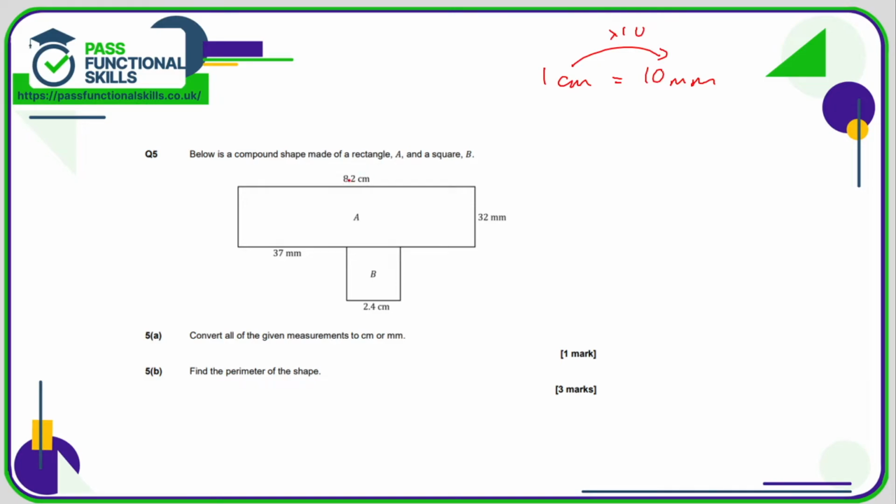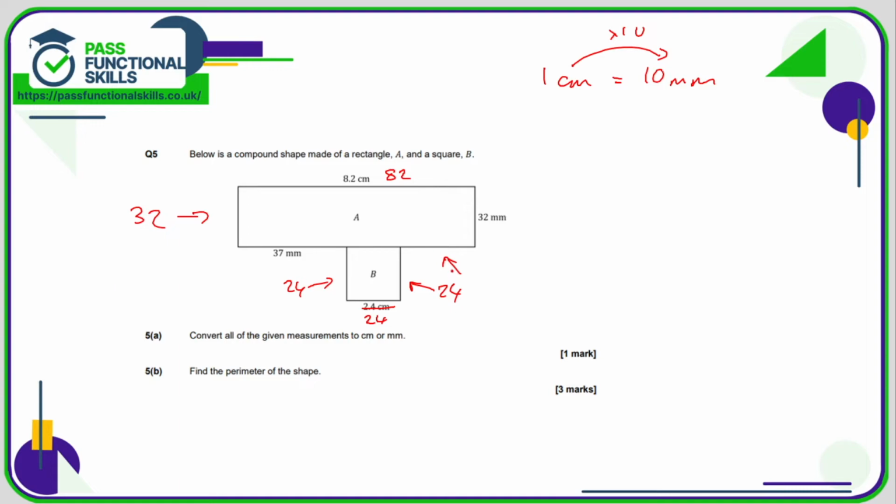So 8.2 multiplied by 10, that's 82. That's millimetres already, as is that. And 2.4 centimetres, 2.4 times 10, that is 24 millimetres. Now for the perimeter of this shape, we're just going to add all the side lengths together, but we don't know this side, this side, this side, or this side here. Now B is a square, so we've got a 24 and another 24. And since this is a rectangle, then this is going to be 32.